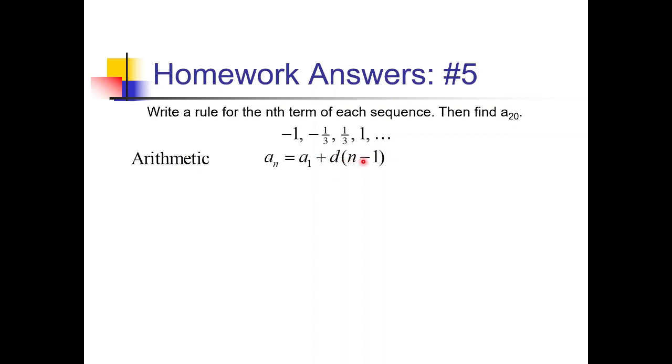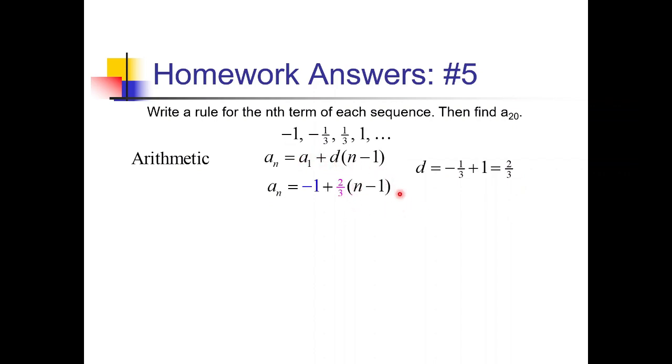All right, so the a1, our initial value here, is going to be this -1 right here. D, just take any of these and subtract the item before it. So for example, -1/3 minus -1, or plus 1. And that's going to be positive 2/3, which is what we're adding each time to get the next term. So plugging those in, we have a sub n equals -1 plus 2/3 n minus 1.